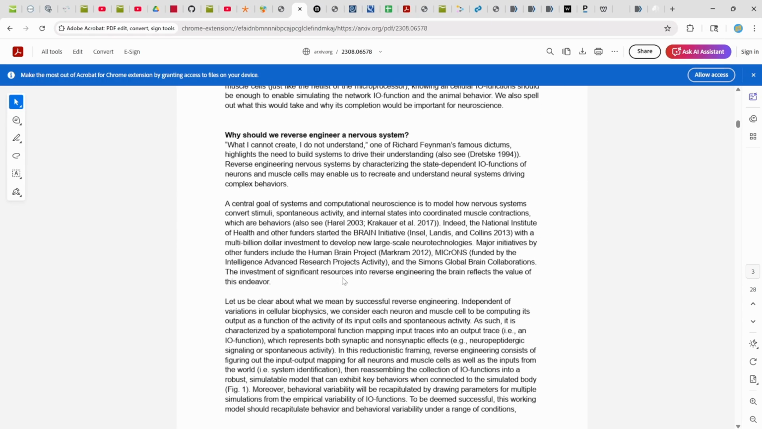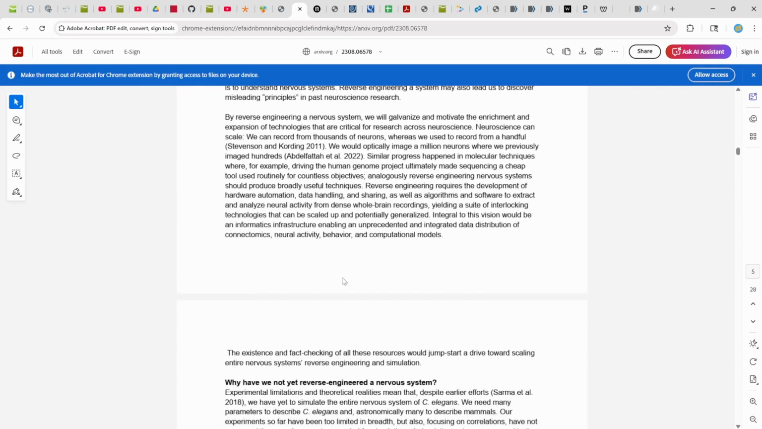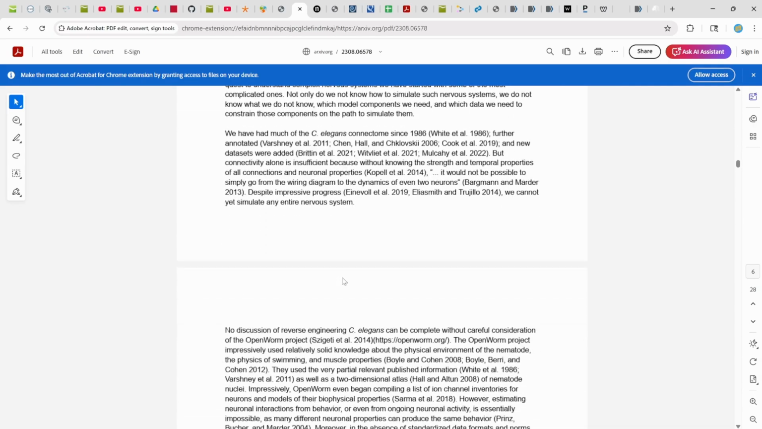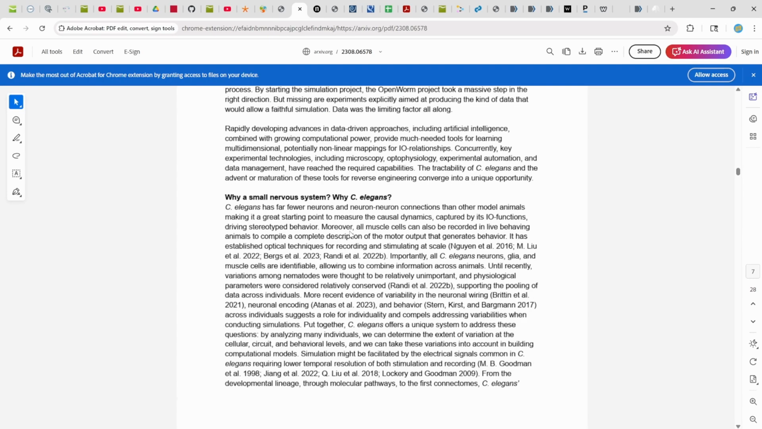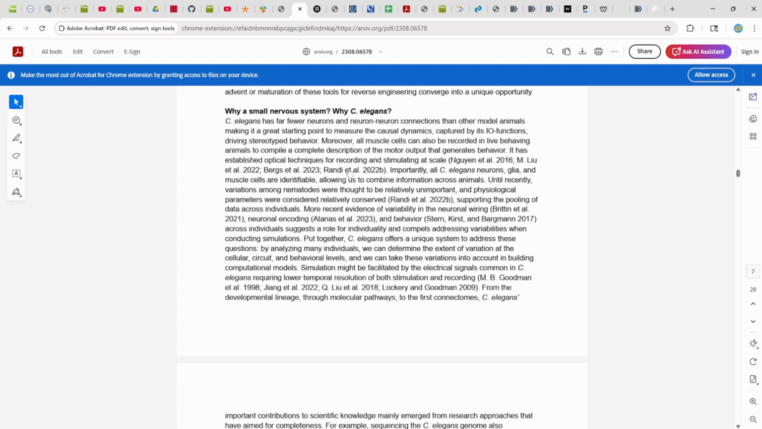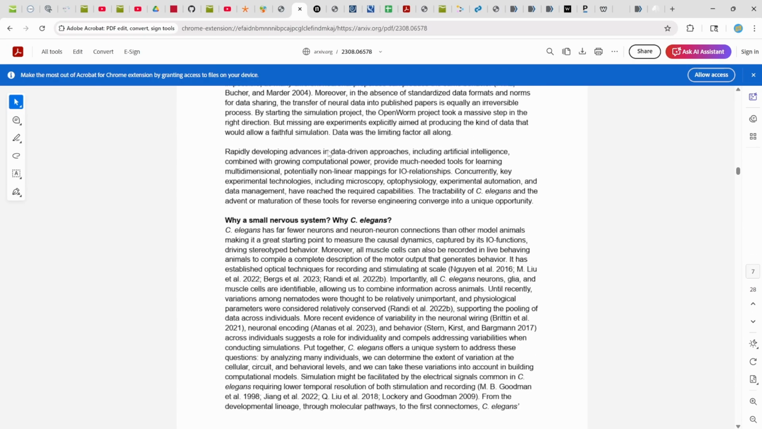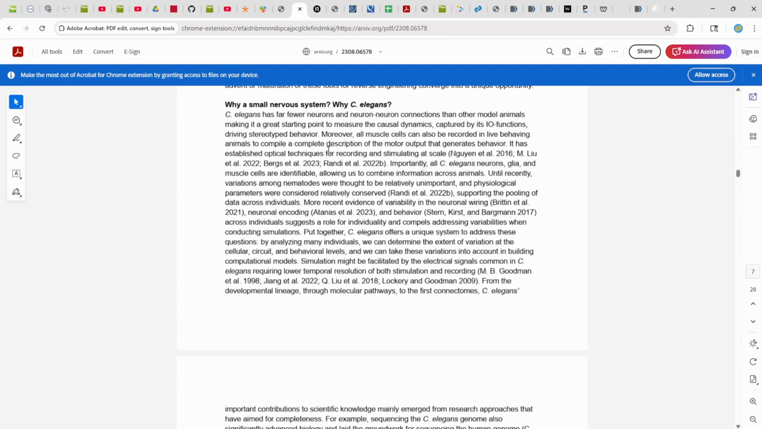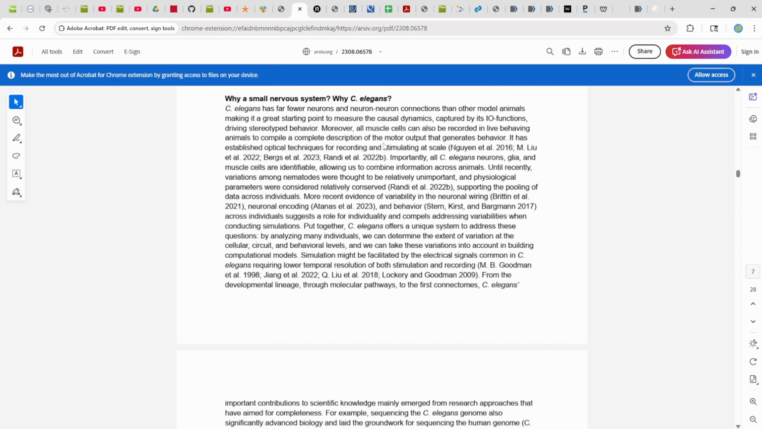But we seem to have it all. We seem to have the compute. We seem to have a bunch of data sets. But the question really is, before we get into all that, why? Why would you simulate such simple, small animals?